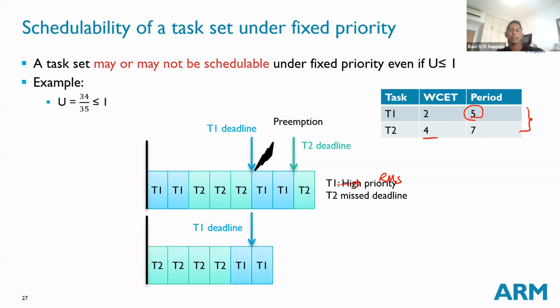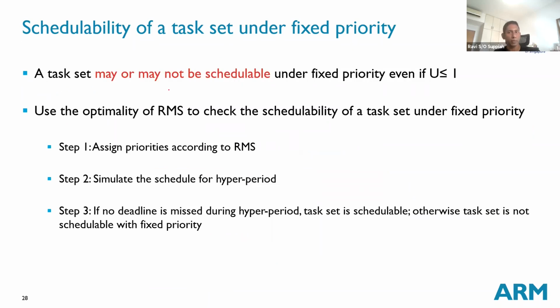The next one is, let's say I try the other option, T2 followed by T1. That means I schedule T2 first, and then T1. If I do that, then T1 misses the deadline, because T1 is supposed to complete by 5 units, but by the 5th unit, I'm only halfway through the first instance of T1. So you can see that I'm not able to fulfill the deadline, even though my utilization is less than 1. So a task set may or may not be schedulable under fixed priority, even if utilization is less than or equal to 1.